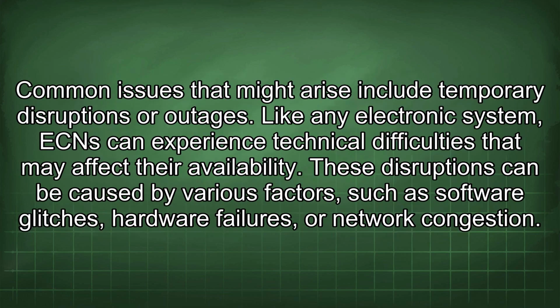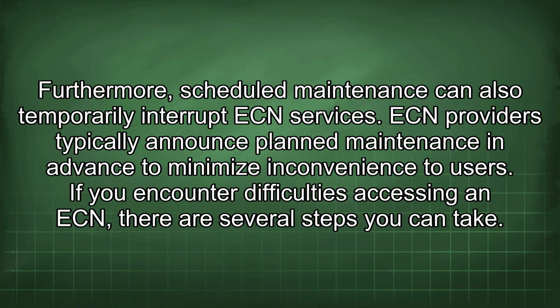Common issues that might arise include temporary disruptions or outages. Like any electronic system, ECNs can experience technical difficulties that may affect their availability. These disruptions can be caused by various factors, such as software glitches, hardware failures, or network congestion. Furthermore, scheduled maintenance can also temporarily interrupt ECN services. ECN providers typically announce planned maintenance in advance to minimize inconvenience to users.